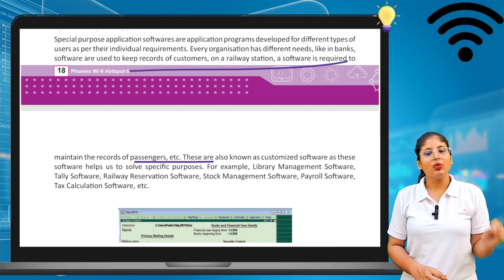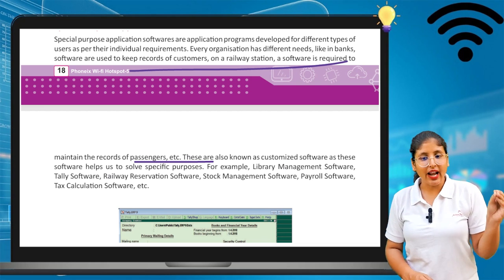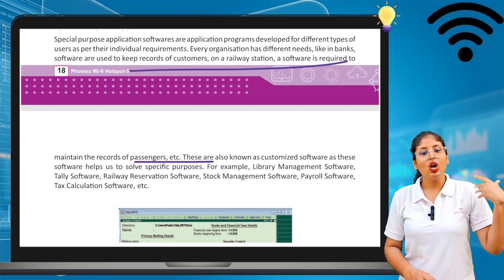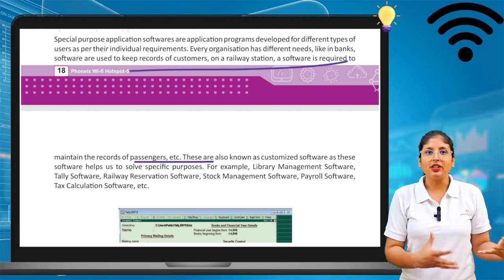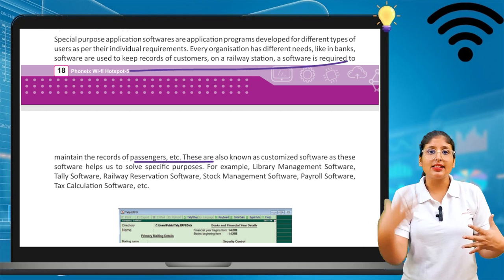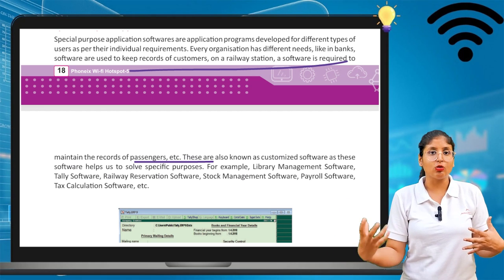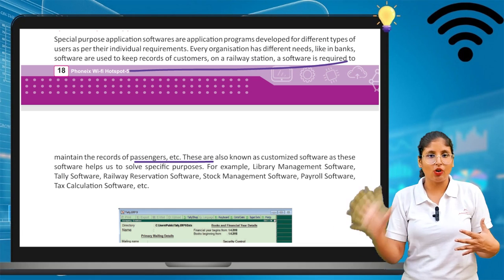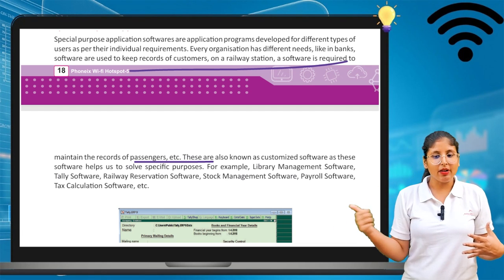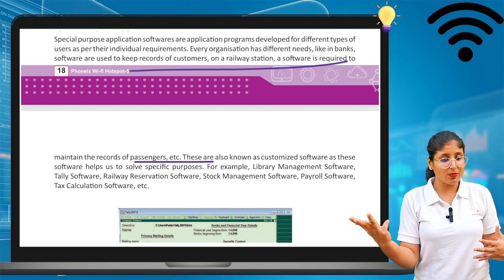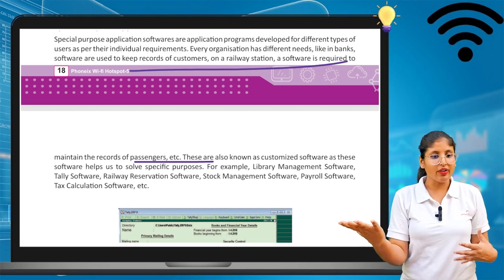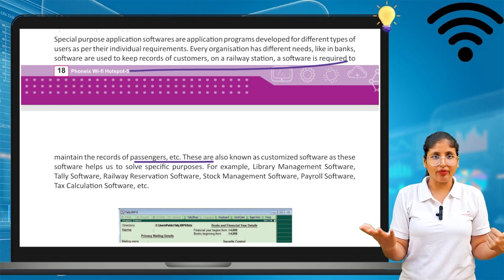These are known as customized software, as they help us solve a specific purpose. That's why they are designed for customized purposes and are called specific software. For example, library management software, railway reservation software, stock management software, payroll software, and tax calculation software.